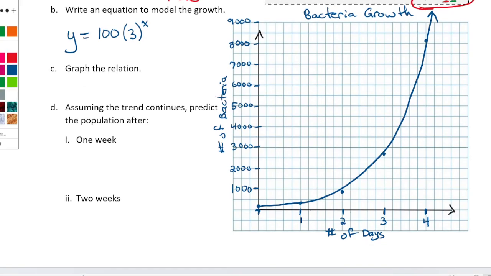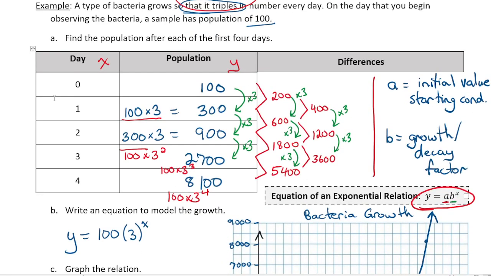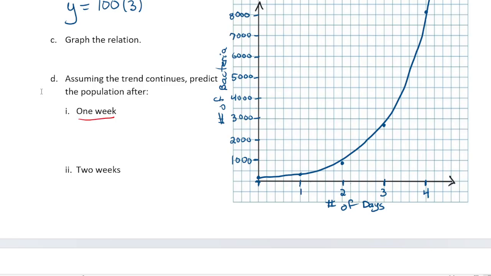So if we assume this trend continues, let's use some of our graph knowledge from way back in Spiral 1. What would the population look like after a week? Well, time is being measured by x in this case, right? Our x variable is the number of days. So after 1 week, that just means x is equal to 7. So we plug that into our formula. Y is equal to 100 times 3 to the power of 7.